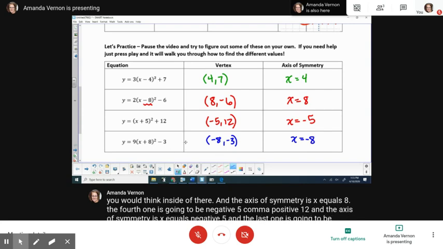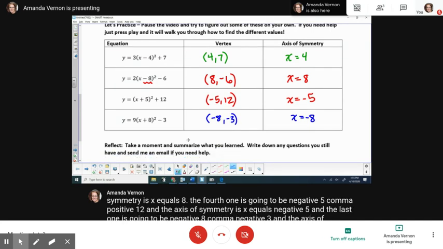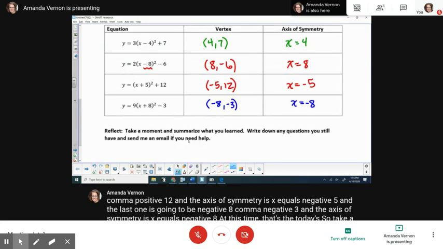At this time, that's today's lesson. So take a minute, summarize what you've learned at the bottom or in your notes, and then be sure to give some practice problems a try.